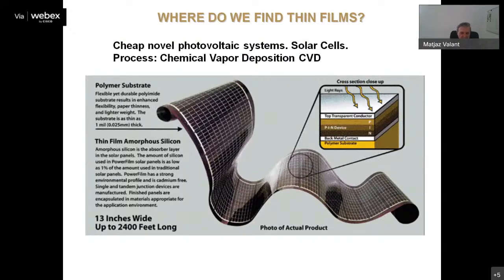And normal photovoltaic systems, solar cells, flexible solar cells, where the thin films are deposited on polymers or on amorphous silicon. You know, it's not only one thin film, actually it's a structure of different thin films, as shown here, that makes the photovoltaic cell function with some reasonable efficiency.